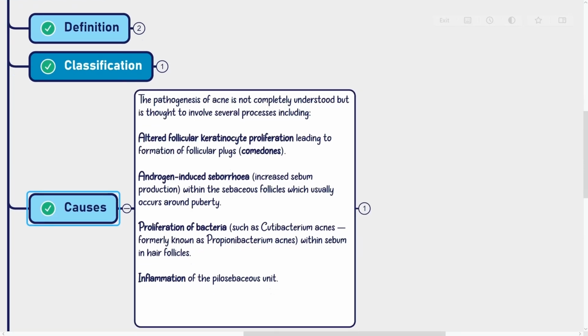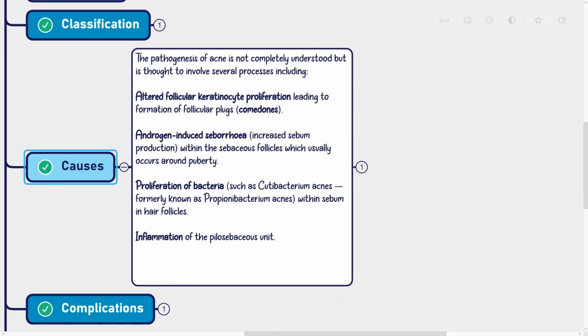Causes. The pathogenesis of acne is not completely understood, but is thought to involve several processes including altered follicular keratinocyte proliferation leading to formation of follicular plugs, comedones. Androgen-induced seborrhea, increased sebum production, within the sebaceous follicles which usually occurs around puberty. Proliferation of bacteria, such as Cutibacterium acnes, formerly known as Propionibacterium acnes, within sebum and hair follicles. Inflammation of the pilosebaceous unit.